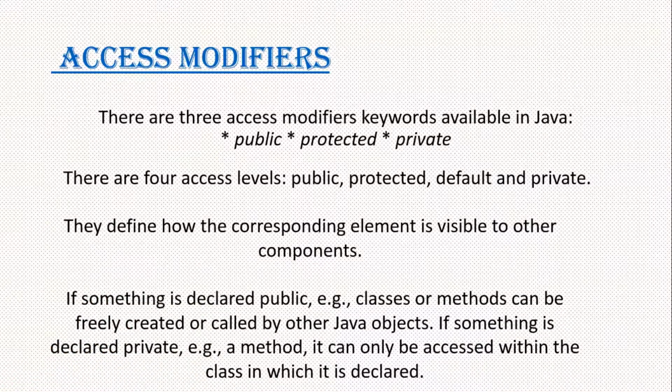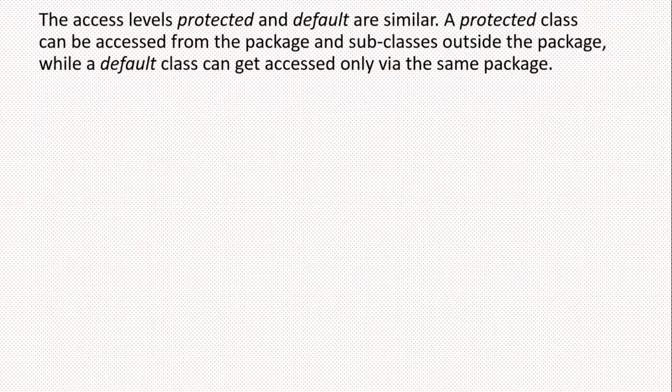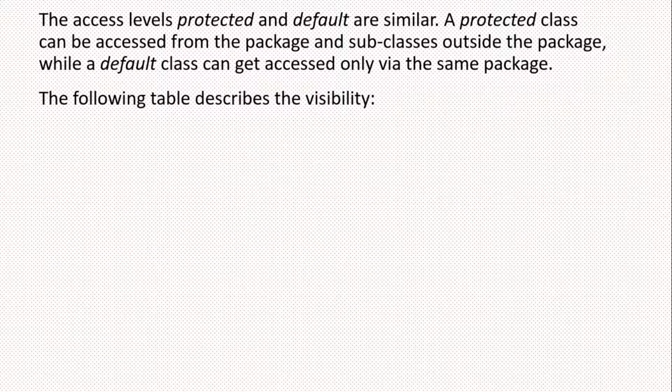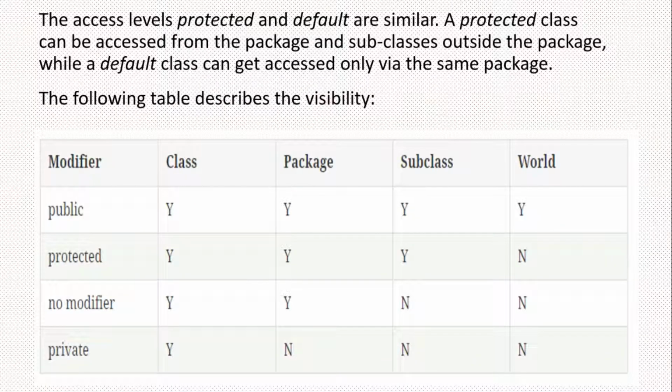If something is declared public, for example classes or methods, it can be freely created or called by other Java objects. If something is declared private, for example a method, it can only be accessed within the class in which it is declared. The access levels protected and default are similar. A protected class can be accessed from the package and subclasses outside the package, while a default class can get accessed only via the same package. The following table describes the visibility.